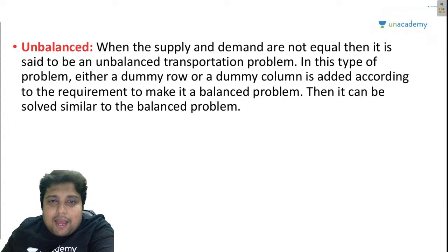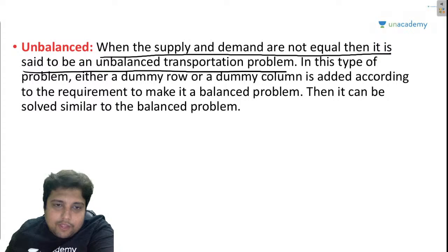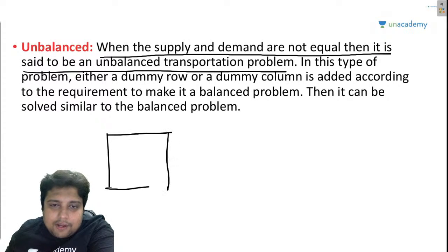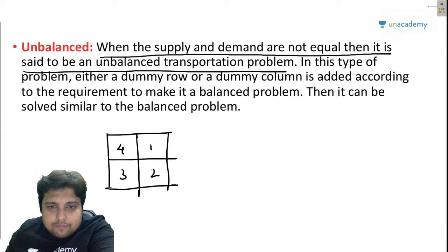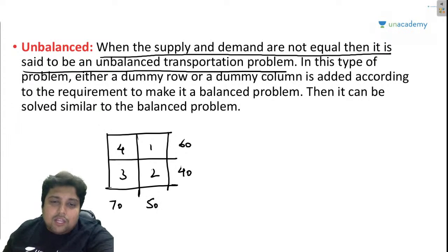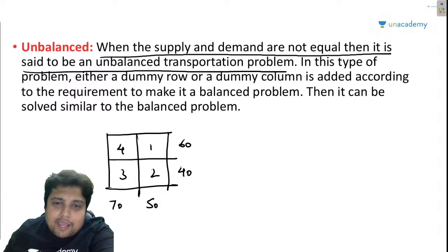Now, when the supply and the demand are not equal, then it is said to be an unbalanced transportation problem. Let us check this out. Suppose this would have been the matrix: 1 2 3 4, 60 40 70 50. In this case, the supply is 60 plus 40, 100, whereas the demand is 70 plus 50, 120. Let me write this as case 1. Here, demand is greater than supply.